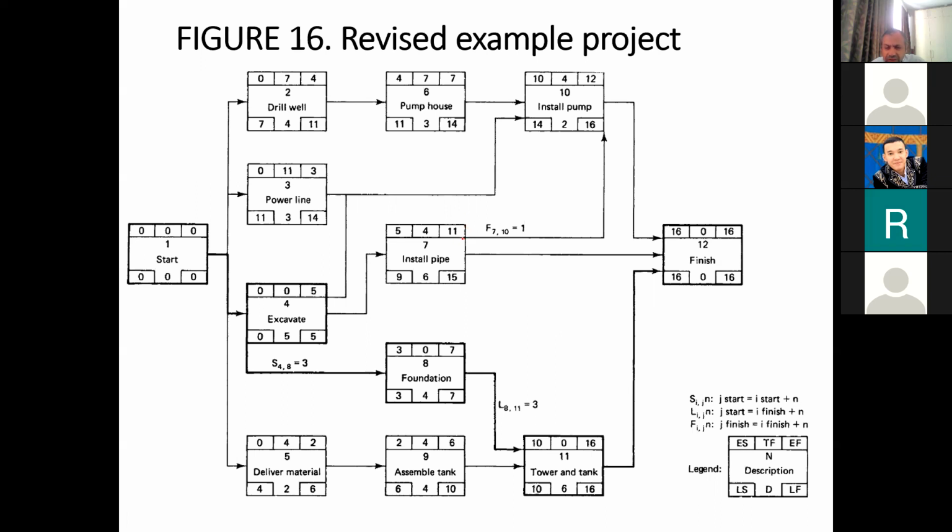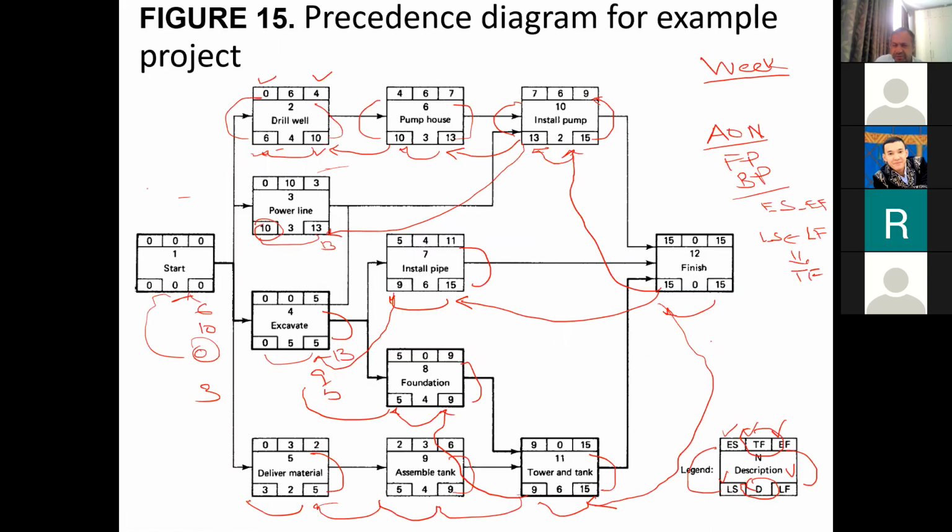Here in the install pipe and the install pump, there was no finish to finish relationship. If I go back to the previous diagram, you can see that there was no relationship between the install pump and the install pipe. As you can see, no line is connecting the install pipe to the install pump directly. You can see that, right? Is it correct? Yes. So there is no line.